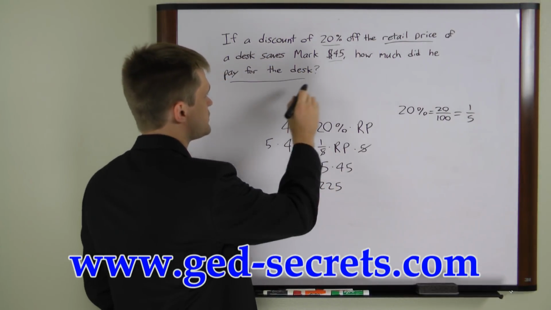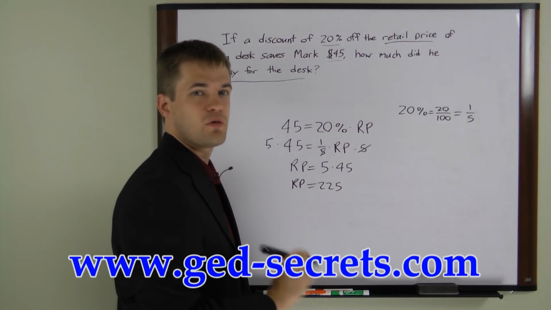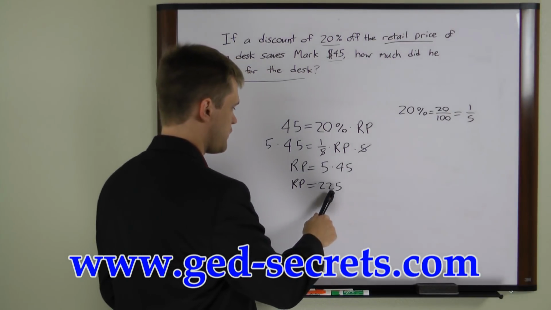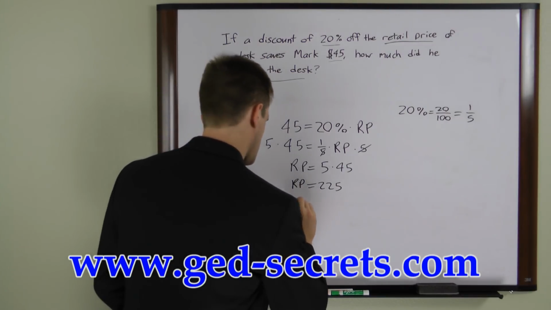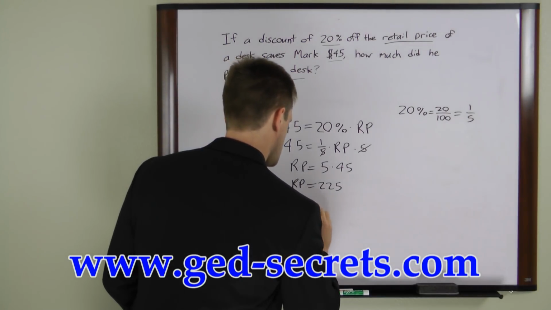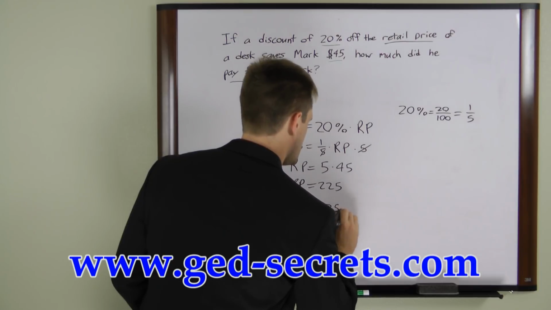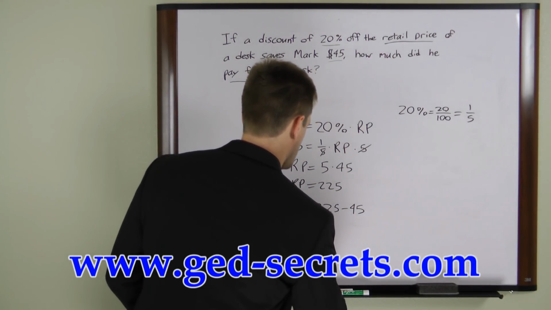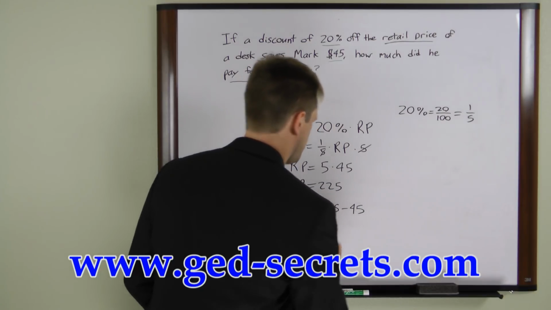Now the sale price is $45 off the retail price. So to find the sale price, all we have to do is subtract 45 from this. So the sale price is $225 minus 45, or $180.